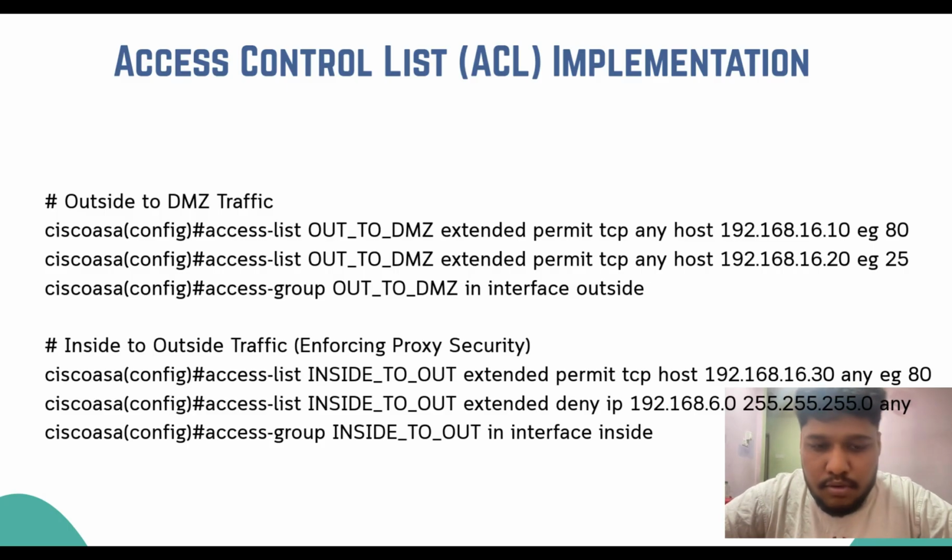Next, we'll see inside to outside. For our internal users, we implemented a proxy-only policy. As you can see in the inside-to-out configuration, we permit traffic only from our proxy server while blocking direct internet access for the rest of the 192.168.6.0 subnet. This forces all web traffic through a secure gateway for better monitoring and protection. So thank you, that's all from me. Next, I'll pass to Lakshman to demonstrate the testing.